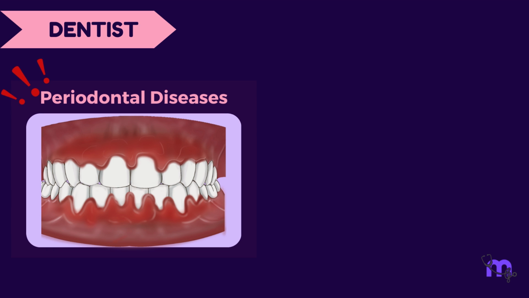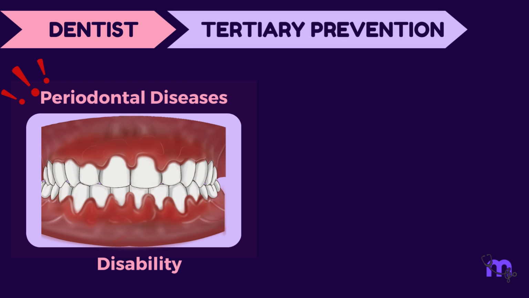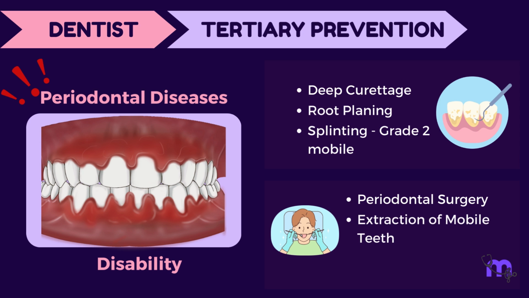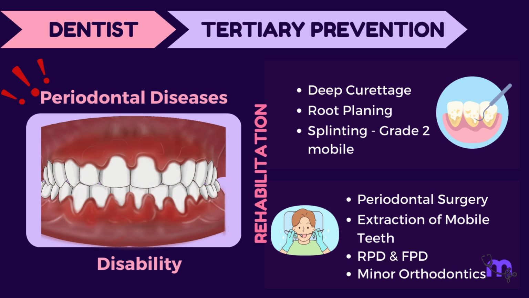If the disease goes undetected to a level where it has caused a disability, it is a sign for the dentist to immediately start with the tertiary preventive measures. These include deep curettage, root planing, along with splinting if the teeth are up to grade 2 mobile. There may also be cases where surgical interventions may be needed, including periodontal surgery, as well as extraction of certain extremely mobile teeth. This is then followed by the placement of removable and fixed partial dentures, as well as the correction of minor tooth movement as a part of rehabilitation.